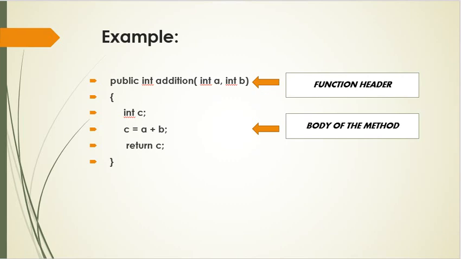Again, a function may or may not accept parameters. An empty parameter list indicates that the function doesn't receive any kind of value during its call. That can also be done. In that case, we don't have to specify anything between these parentheses. So that means an empty parameter list.